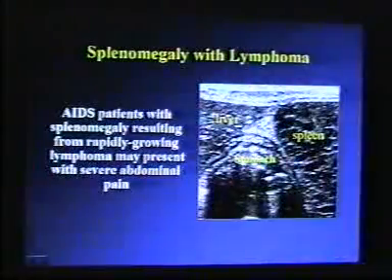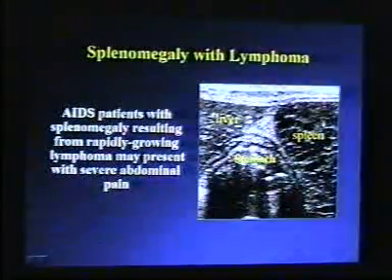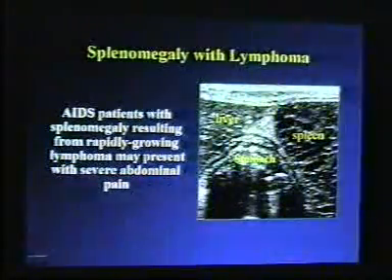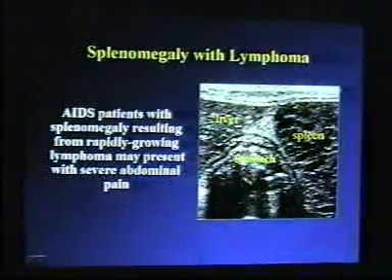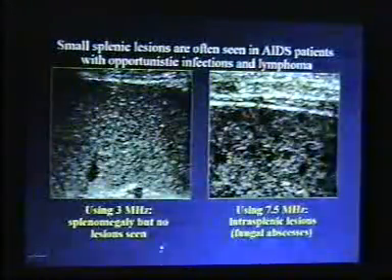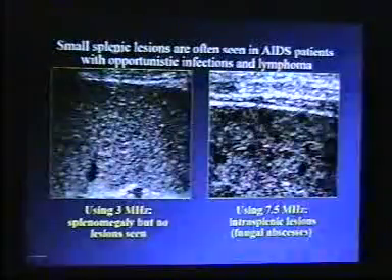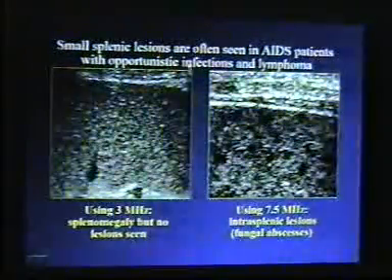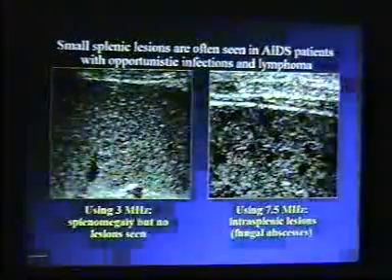An AIDS patient with splenomegaly resulting from rapidly growing lymphoma may present with severe abdominal pain. This is the stomach, which is empty, and there is the kissing sign. In the spleen, small splenic lesions are often seen in AIDS patients with opportunistic infections and lymphomas.